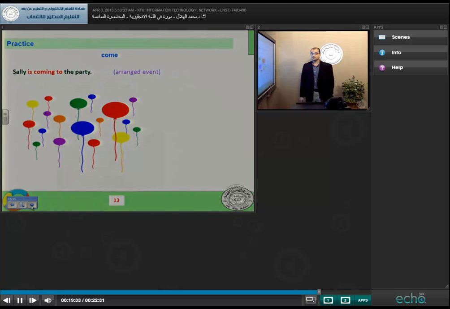Sally is coming to the party. Of course, as we said, Sally is coming to the party. We have a form of the present continuous tense, where the action is arranged. So people have invited Sally before and she agreed to come to the party, so we could use the present continuous tense to indicate an action that will happen in the future. So Sally is coming to the party. We have the present continuous form or the present progressive form to indicate an action that has a future indication.